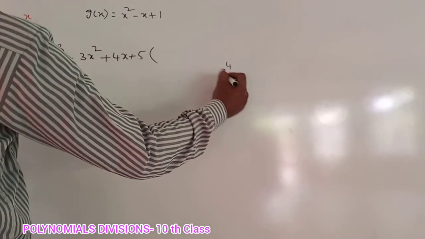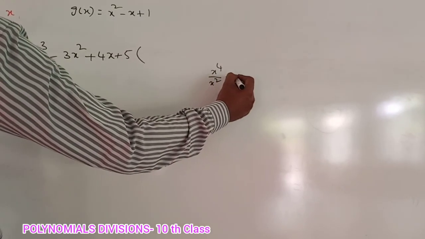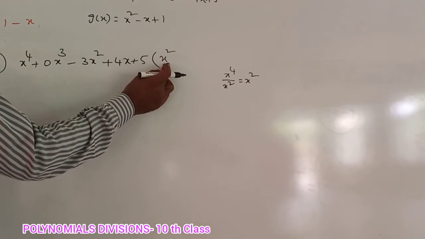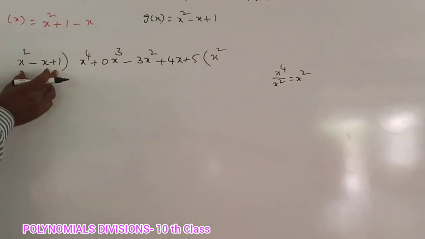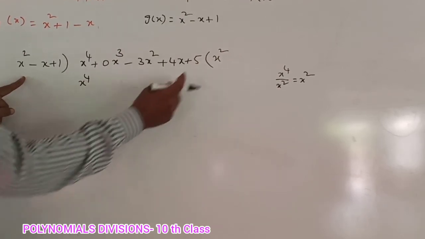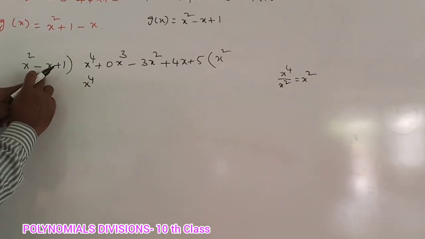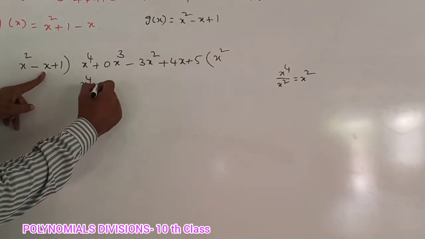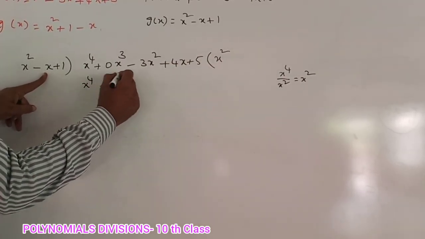x to the power 4 by x square is equal to value x square. So x square into total this value. x square into x square is x to the power 4. x square into minus x: minus into plus is minus, x into x square is x cube. Minus x cube. Here is the x cube term.